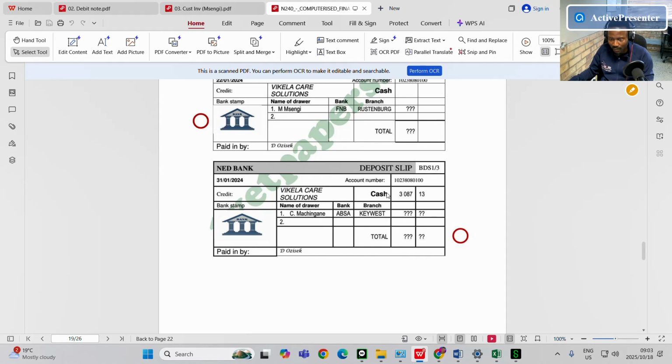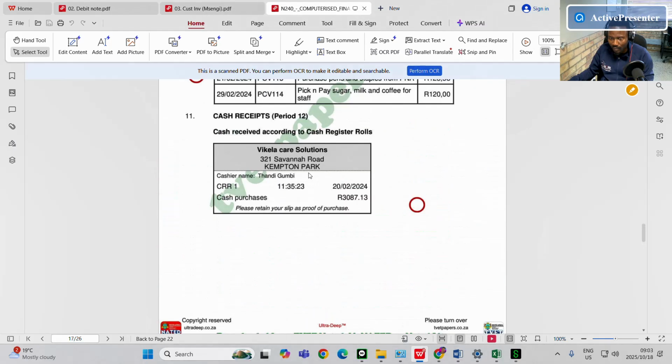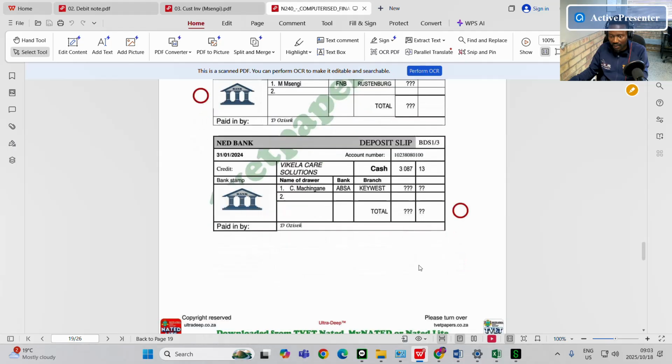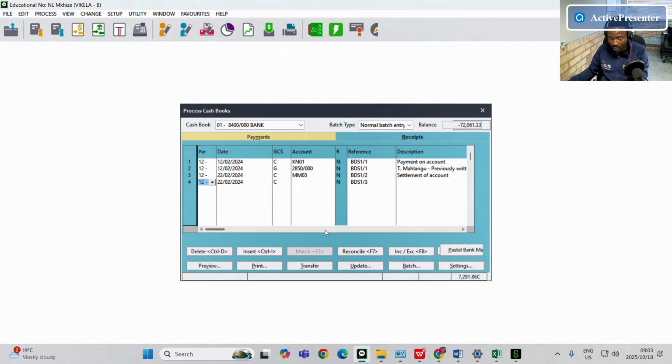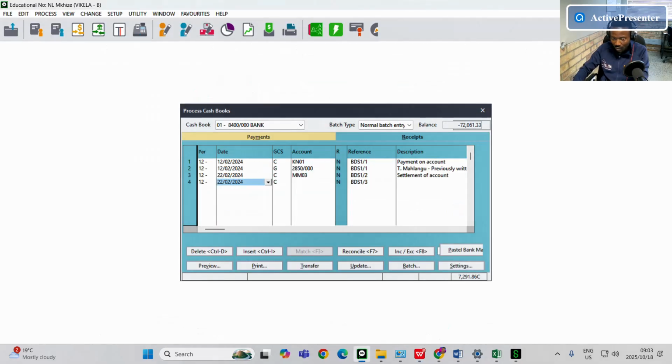So I'll start with the amount, which is 3,087. So remember that amount comes from here, the CRR. It's CRR1. Okay, which is cash sales, cash register roll. So I'm going to start with that amount. Okay, let me just confirm the date of the deposit slip. It's the 31st. So it's 31. Enter. Enter. Then it is C.